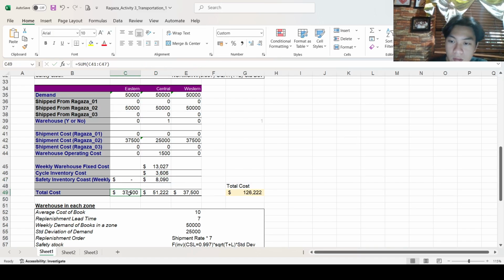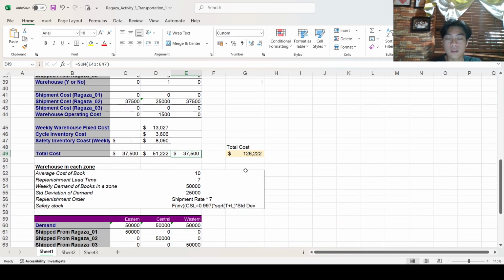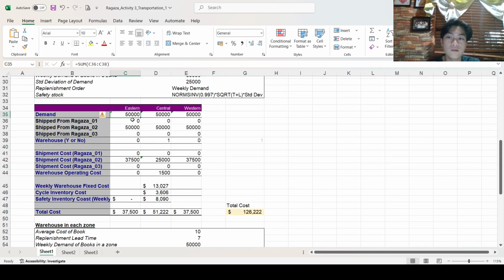Now, by getting all the total costs, we're just going to sum up all from the shipment costs from the eastern all the way up to the safety inventory cost in weekly, which will arrive at $37,500, which is this one, 51,222, and then the $37,500 respectively for eastern, central, and then in western. And then getting the total cost once again, which sums up all the total costs from each region, from the eastern, central, and then western, which will arrive at 126,222.